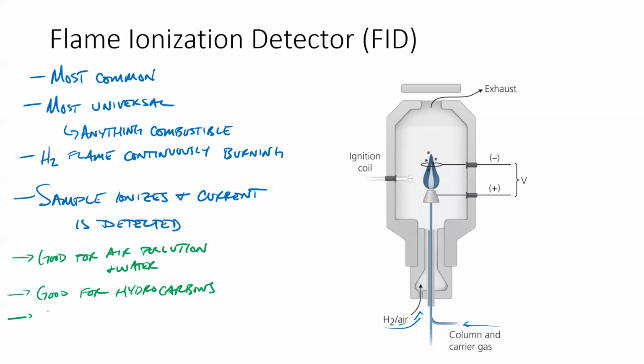The kinds of compounds that don't necessarily work very well in FID are compounds with lots of heteroatoms. I'm going to put that in red. And so the heteroatoms lower the signal.